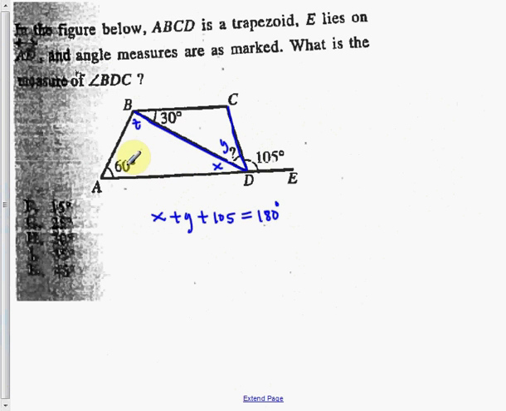And then we know that 60 plus X plus Z has to also equal 180. And then we know that 30 plus Y plus that angle C, that's a triangle, has to equal 180 as well.